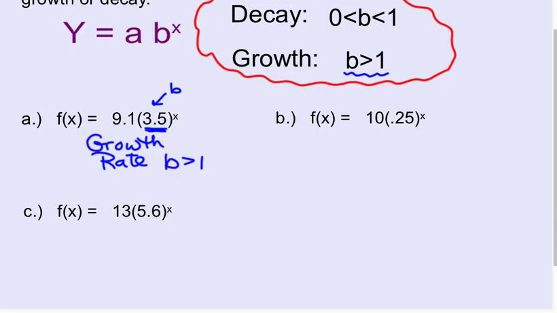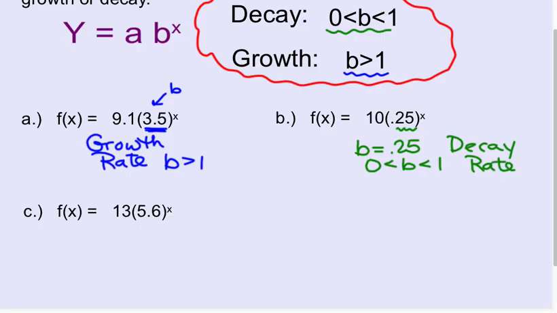Now let's head to the second example. Here is our B, and our B equals 0.25. So if we head up here, our B is a fraction. It's a number between a little greater than 0 and less than 1. So in this scenario, we have a decay rate. So as time goes on, our numbers are going to get smaller.